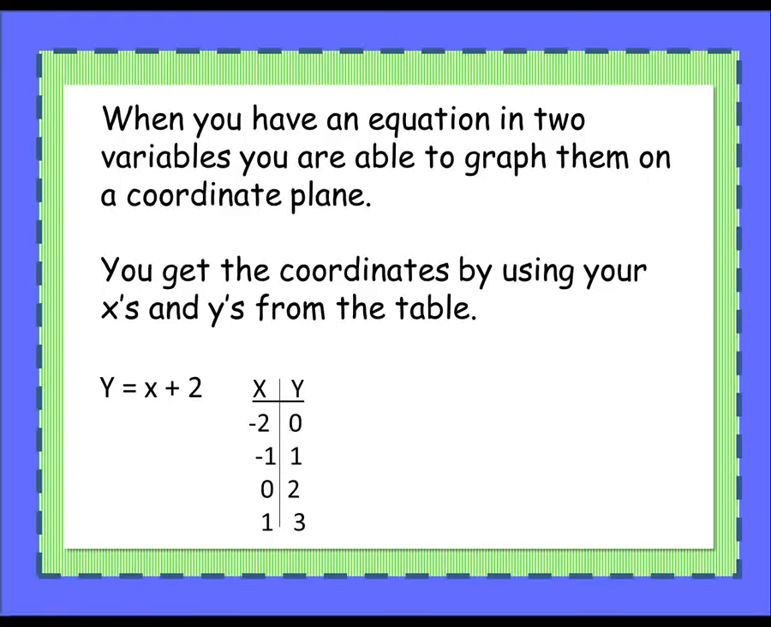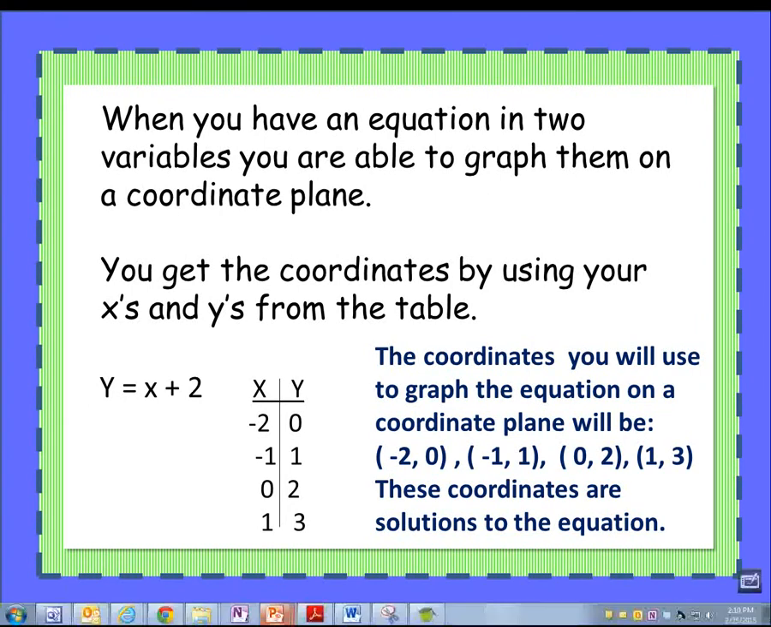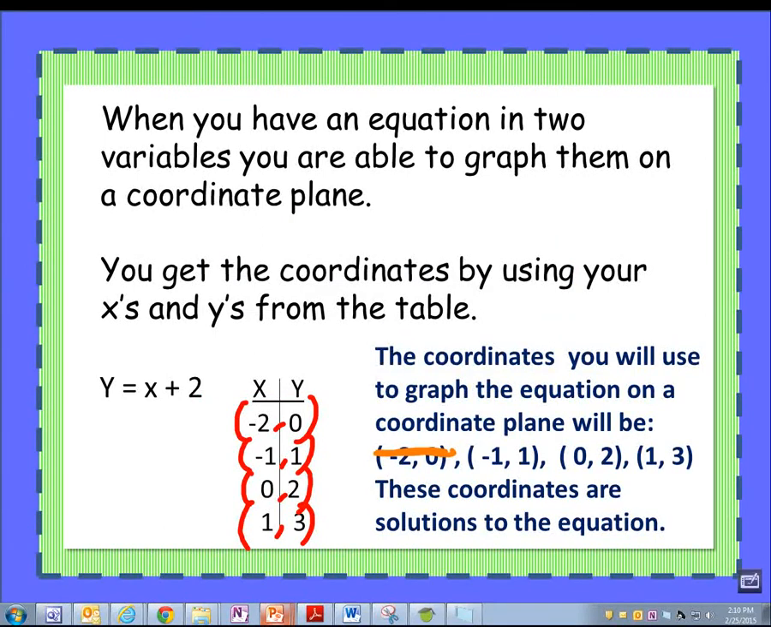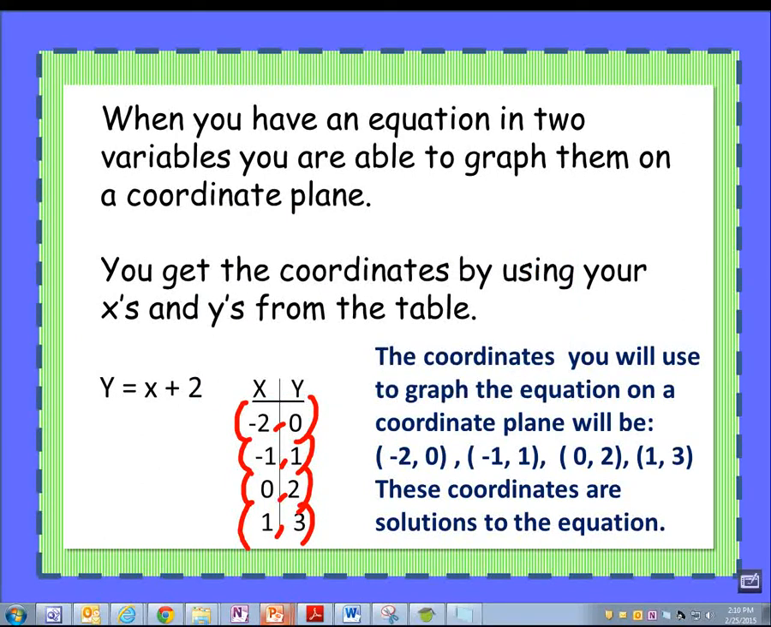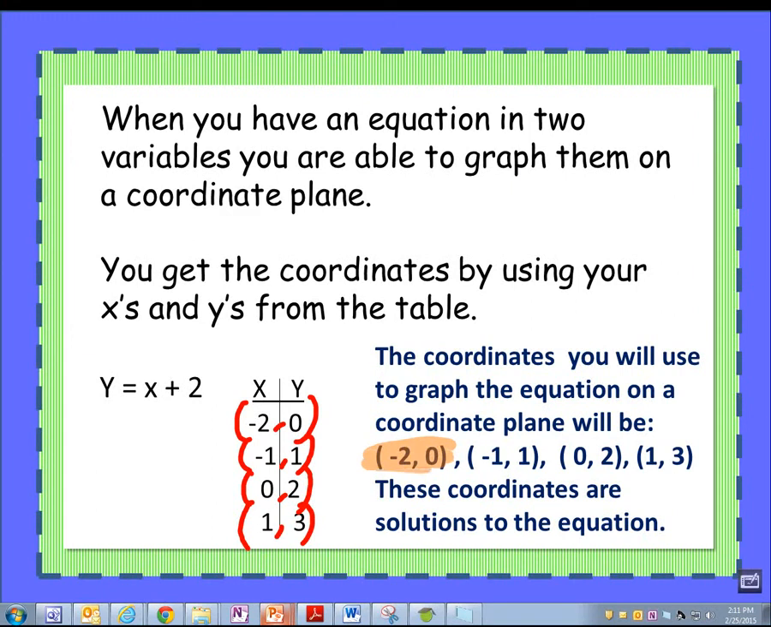Yeah. Okay. The coordinates you will use to graph the equation on a coordinate plane will be (-2, 0), (-1, 1), (0, 2), and (1, 3). So what's happening here is we have, whoopsies, let me erase that. So we have our -2, 0 that looks like that, and here's our (-2, 0). See how we just changed the way that it looks? Buy it for looks, buy it for life.